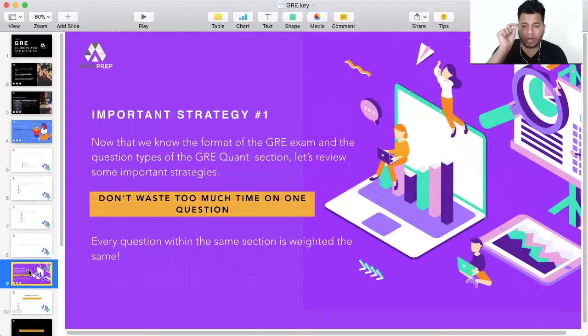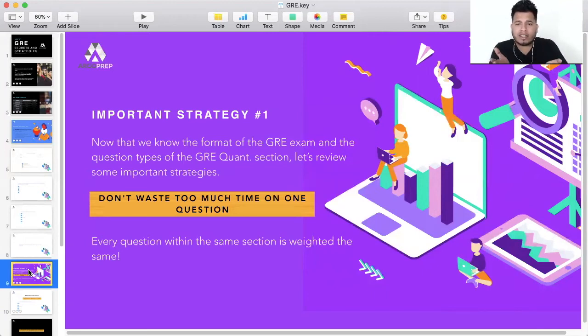This is the main point here. Every question within the same section is weighted the same. This is interesting. A lot of students will even message us on our chat system on our website and ask us about this. A lot of students think that a question is worth more, right?